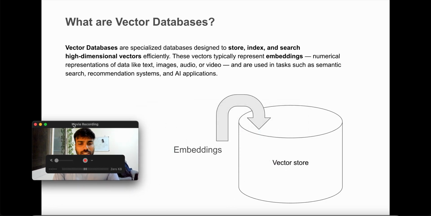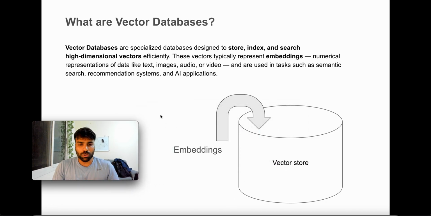So this is a visual representation of what I described: we generate the embeddings, and we store these embeddings in a vector data store, and this data store can be Pinecone or something like that.